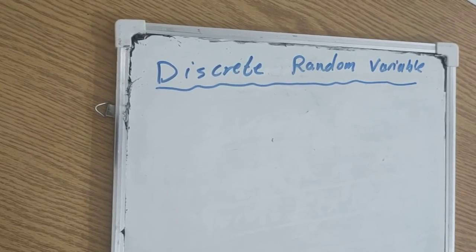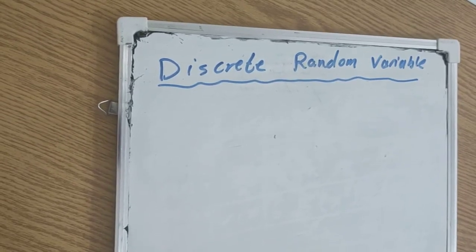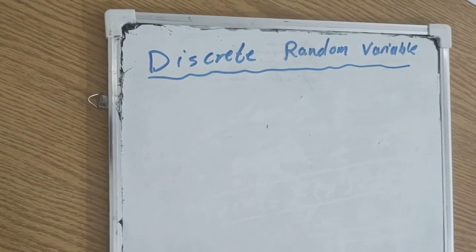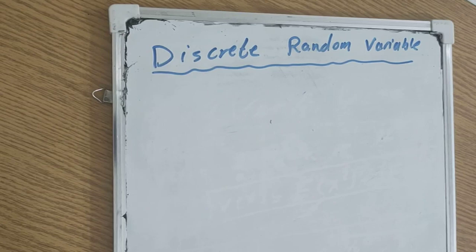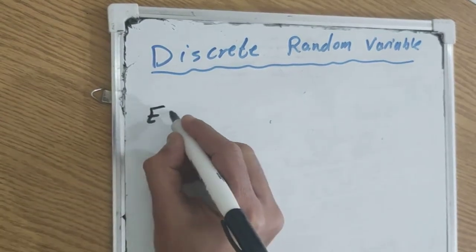In this video, we will solve some practice problems about the discrete random variable and its properties. Let's say exercise number 1.